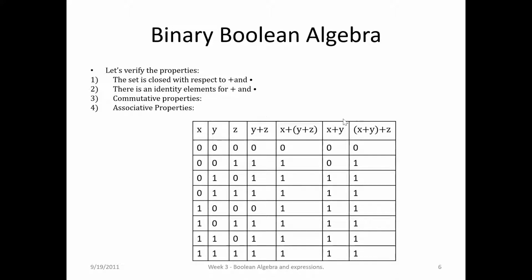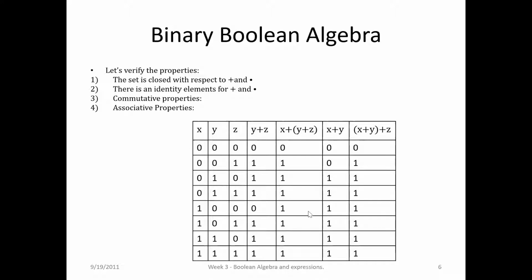Next, I'm going to get this column, x plus y. So I consider these two columns, and here x plus y is 0 0 0 0 1 1 1 1 1 1 1 1. Fine. Next, when I add x to y plus z, I consider this column and this column. 0 plus 0 is 0. 0 plus 1 is 1. 0 plus 1, 1. 0 plus 1, 1. 1 plus 0, 1. 1 plus 1, 1. 1 plus 1, 1. 1 plus 1, 1.